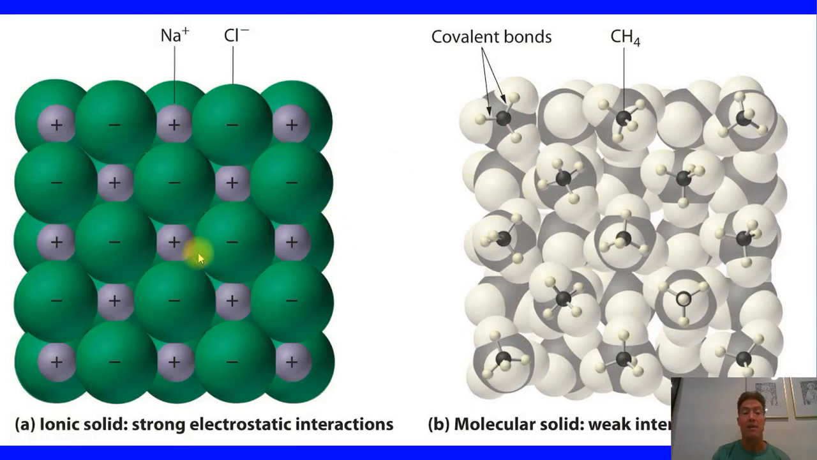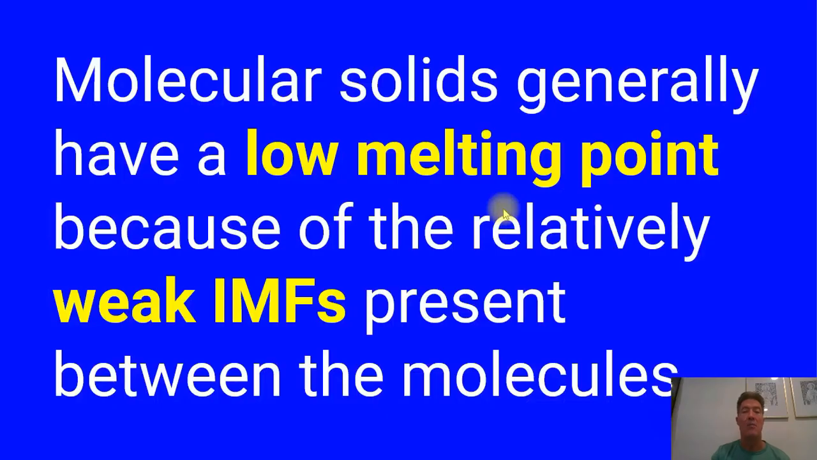So their interaction is going to be much, much weaker than, for example, that of an ionic solid. This ionic solid is held together with these strong electrostatic attractions, whereas this molecular solid is only held together by the weak interaction of the intermolecular forces, the London dispersion forces, and dipole-dipole if they exist, and hydrogen bonding if that exists. So this is the key difference between ionic solids and molecular solids. Molecular solids generally have a low melting point because of the relatively weak IMFs.